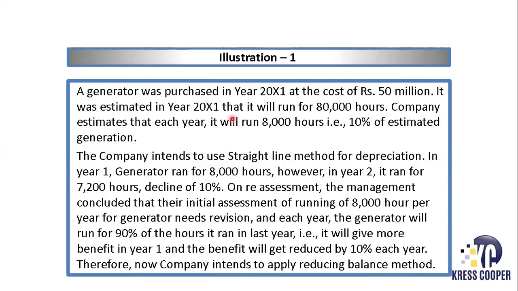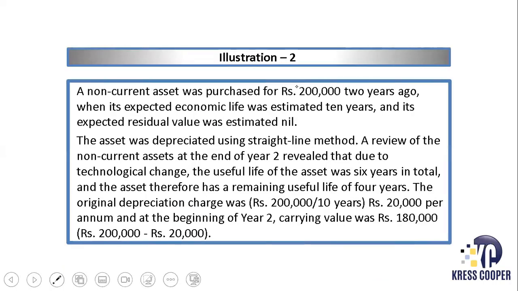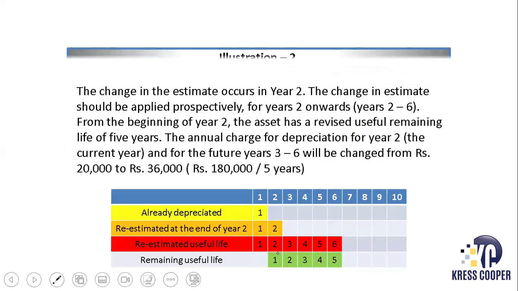Here I've given an illustration in which the depreciation method and the depreciation rate is being changed. So it is taken as an accounting estimate. Again, there is an illustration in which the non-current asset was purchased for 200,000 2 years ago when its expected economic life was estimated at 10 years. Again, this is a change in the useful life and the depreciation method. It is again an accounting estimate.